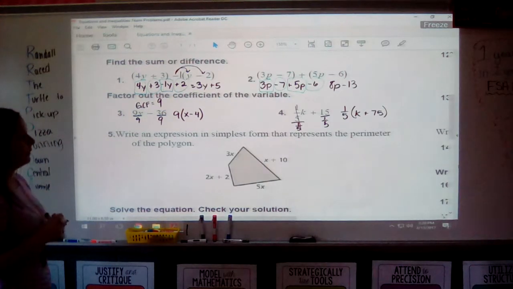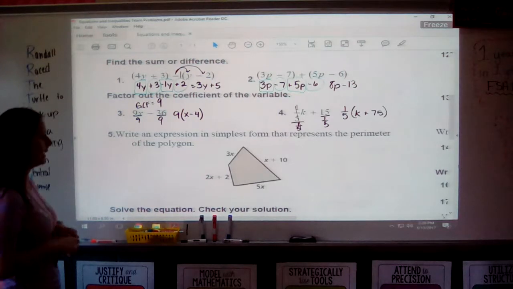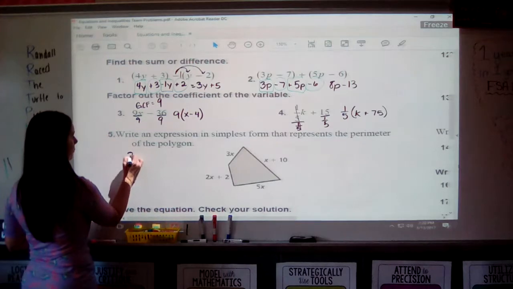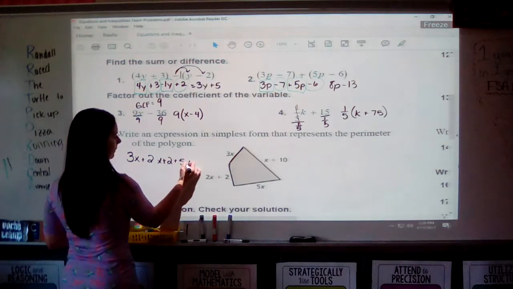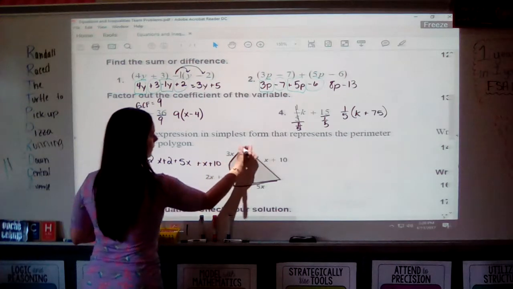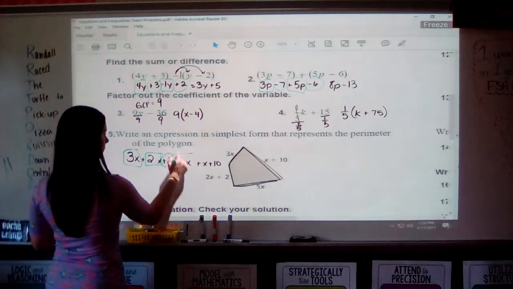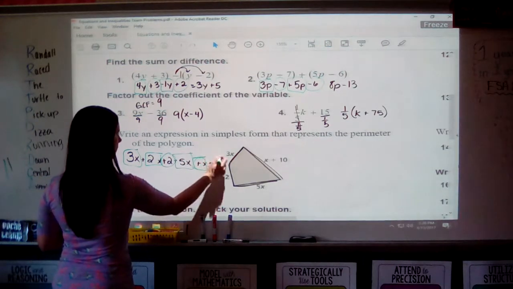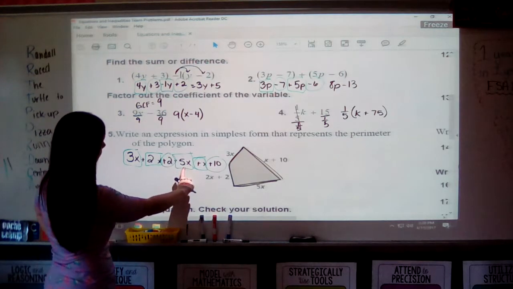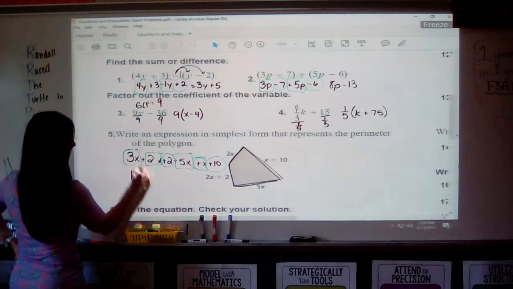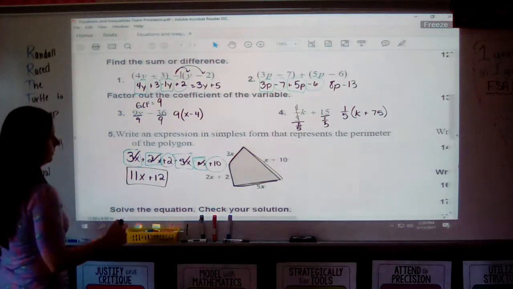For number 5, we need to write an expression representing the perimeter of the polygon. A polygon is just a shape, it doesn't matter how many sides, and perimeter means that we need to add all of the sides together. So I'm going to write an expression adding each side one by one, and then I will simplify from there. Once I've added all of my sides together, now I'm going to combine like terms. So I have 3x plus 2x is 5x, plus 5x is 10x, plus 1x is 11x. And then 2 plus 10 is 12. So we should end up with 11x plus 12.